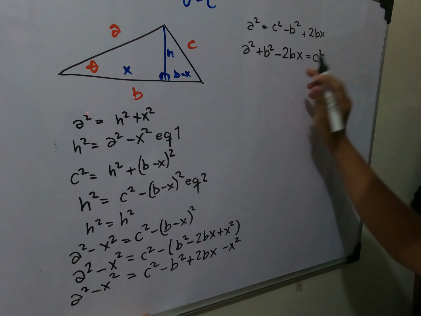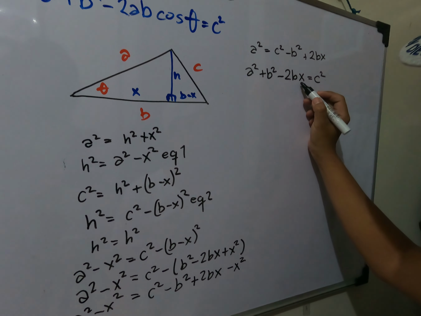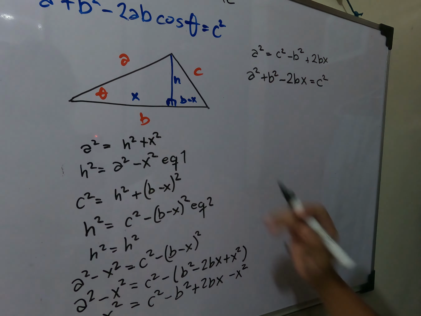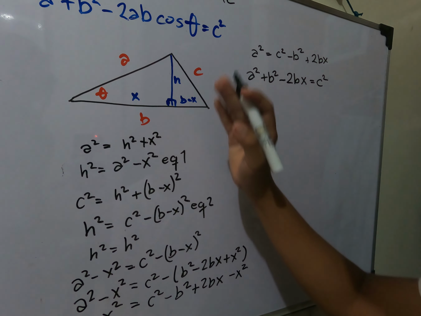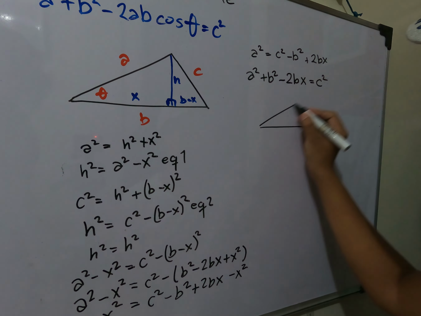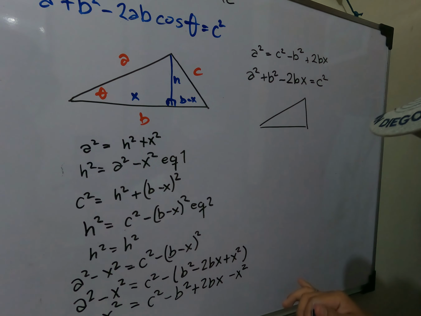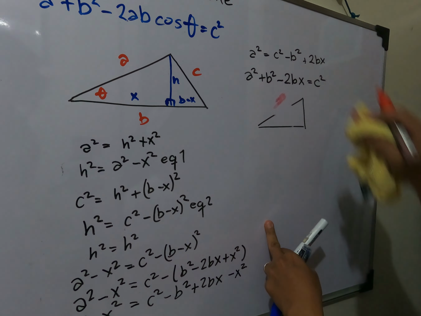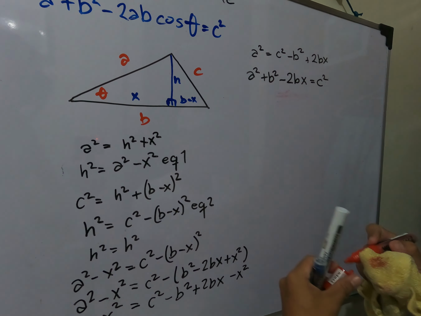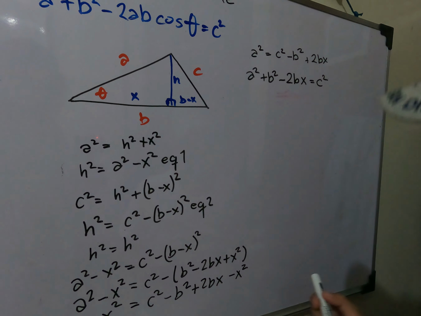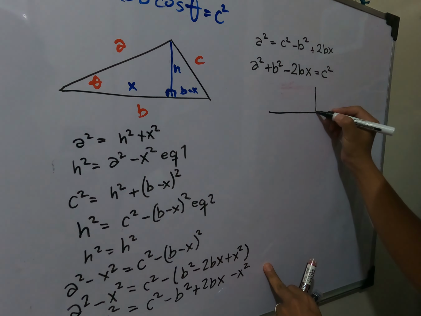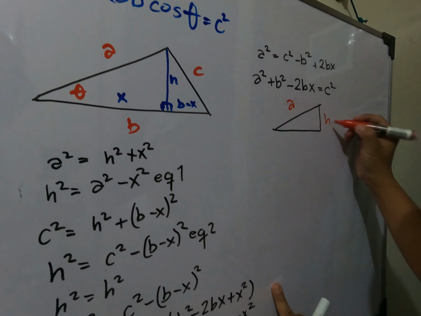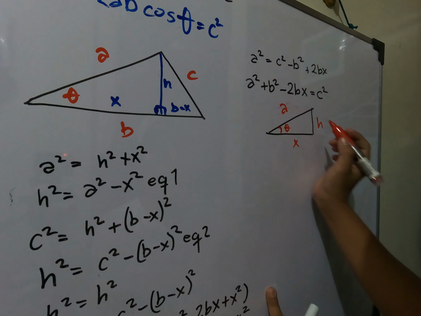So what about x? So from here in our triangle, again, if we take a look at the left side of the triangle, we now have a right triangle with sides a, h, and x, and now we have our angle theta.